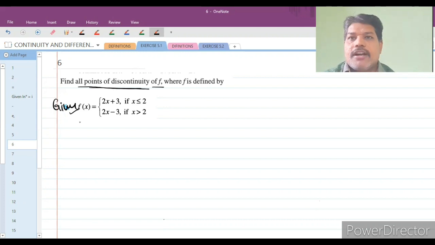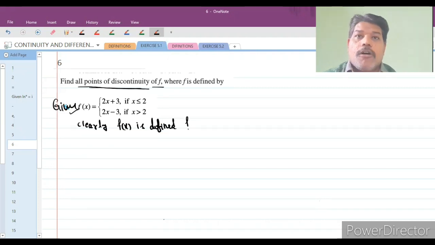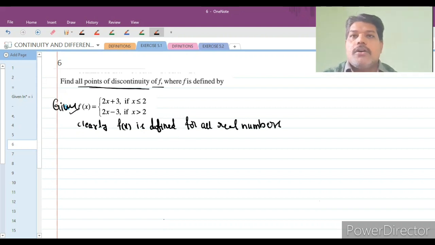So first we have to identify that clearly f of x is defined for all real numbers. After that, I will take that let C be any real number.